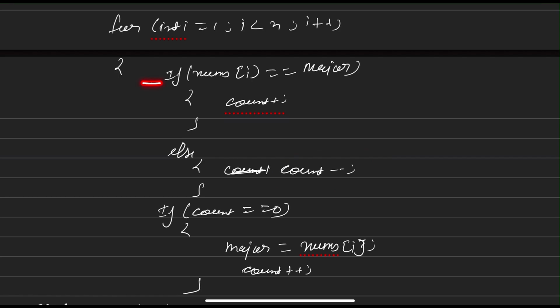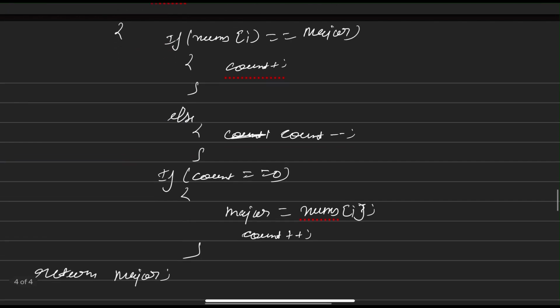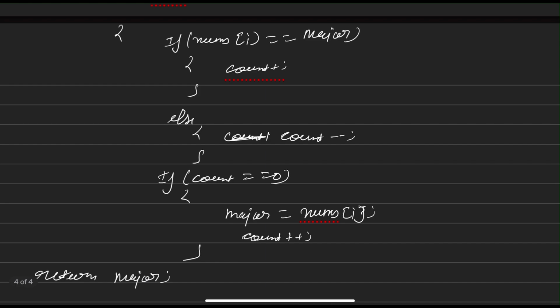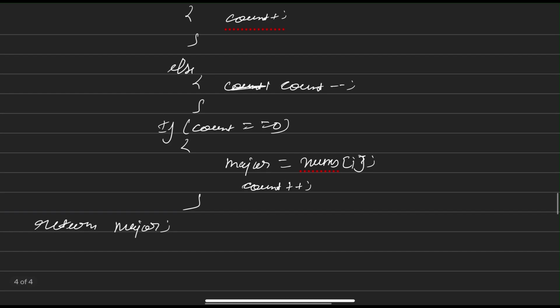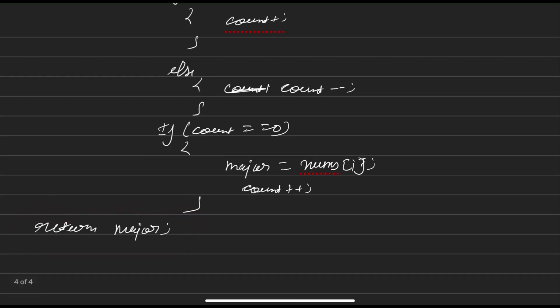So this is the first case, this is the second case, and the third case is, suppose my count is equal to 0. Maybe at some point my count is equal to 0. At that time I update the major with the current number of the array, and then I again increment the value of count. After this I close the loop and return the majority element. So this is your logic.